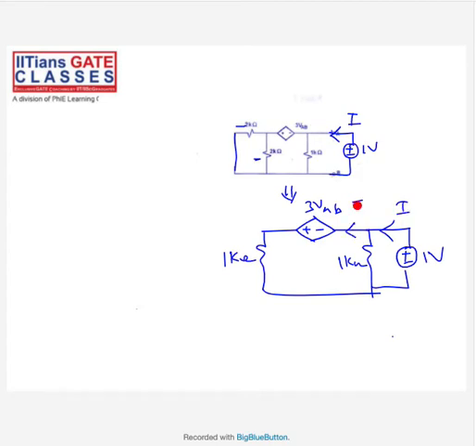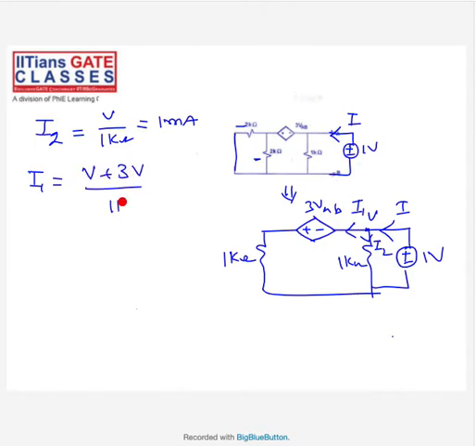I divides into I1 and I2. So can someone tell me what is I2? So this is a voltage. These are in parallel, so voltage will be same. I2 will be equal to V by 1 kilo ohm. V is 1, so this is 1 milliampere. I2 is 1 milliampere. What is I1? I1 is nothing but this voltage V plus 3 VAB. V plus 3V by 1 kilo ohm.